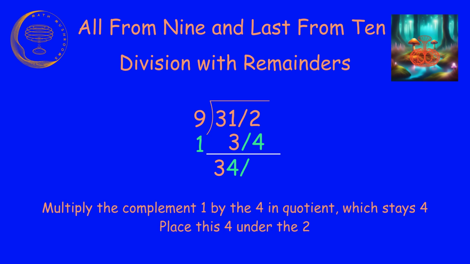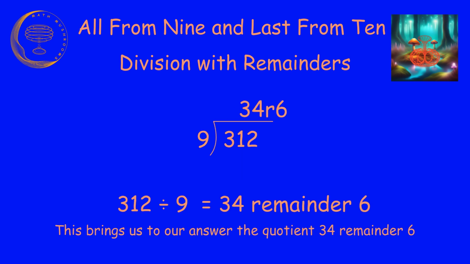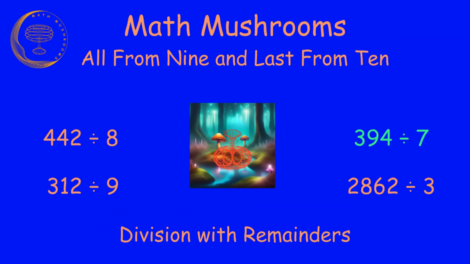Now times this 4 by 1 and we get 4. Place a 4 under the 2 in the dividend. Now add 2 plus 4, giving us 6. Place this 6 in the quotient to the right of the forward slash. 312 divided by 9 equals 34 remainder 6. Next we divide 394 by 7.